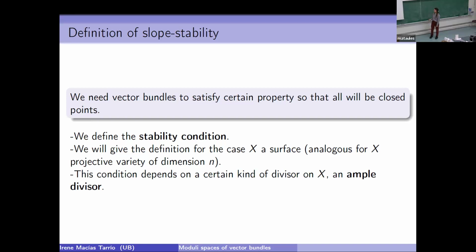So we need to define this condition, and I will define it for the case of surfaces. Right now we were working with varieties; now we work with dimension 2 varieties, but the definition will be analogous. This stability condition that we want our vector bundles to have depends on a divisor, a certain kind of divisor that is the ample divisor.